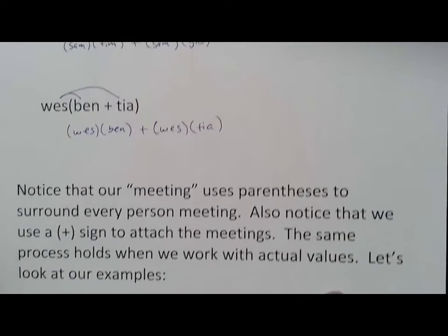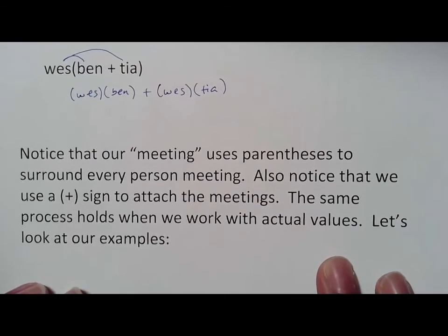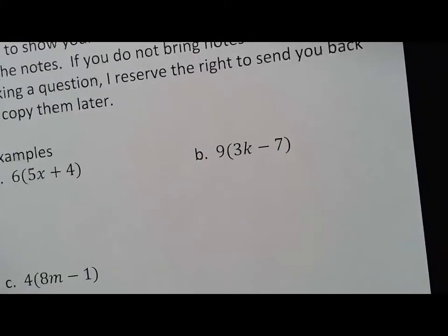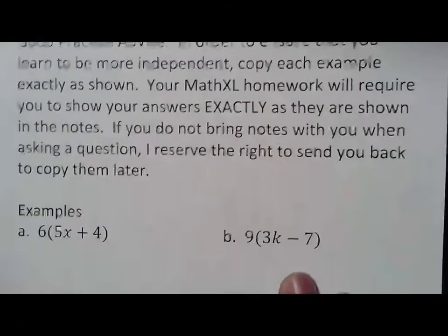So please notice again, our meeting uses parentheses to surround every person in the meeting. If you do not use parentheses around the numbers that we're going to be working with, it's not going to count. So also notice that we use a plus sign to attach the meetings. That's going to stay pretty consistent throughout the things we do. The same process holds when we work with actual values. Let's just look at our examples real quick and wrap this up before we get to work.